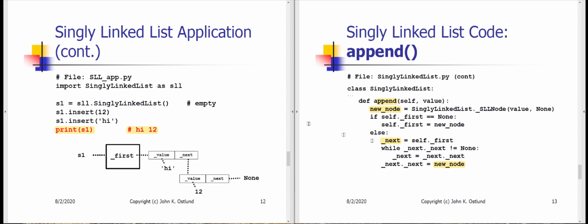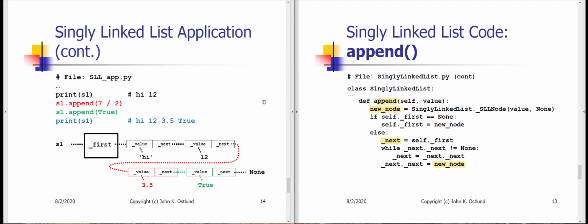All right, so let's take a look at how this works from the application's perspective. Here is the first part of our application where we created the singly linked list object and we inserted 12 first, and then we inserted hi ahead of the 12, and then we printed the string representation of s1. So what we got out was hi space 1, 2.